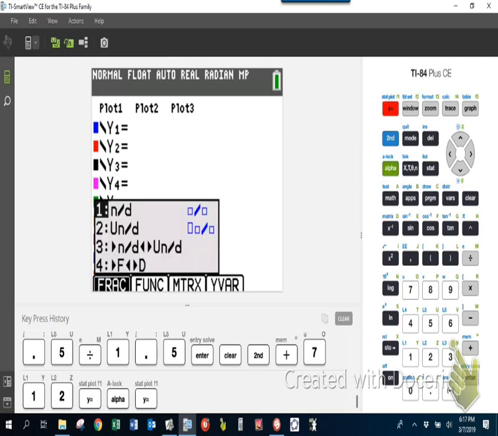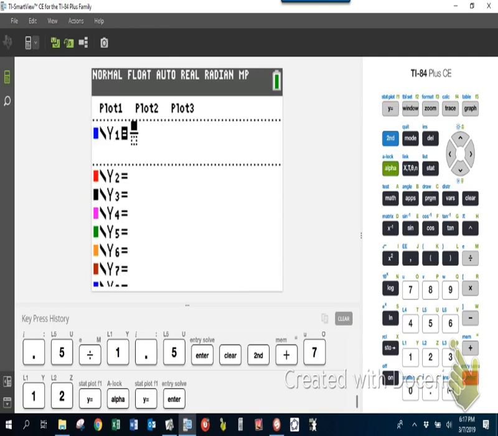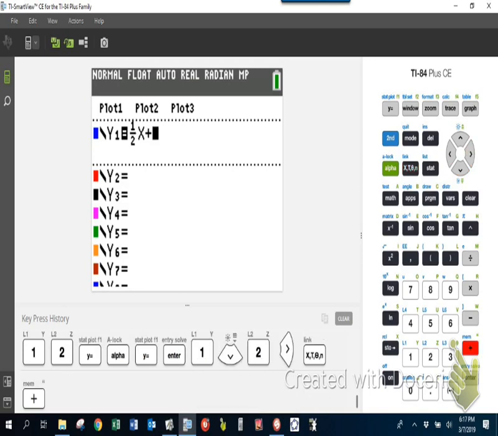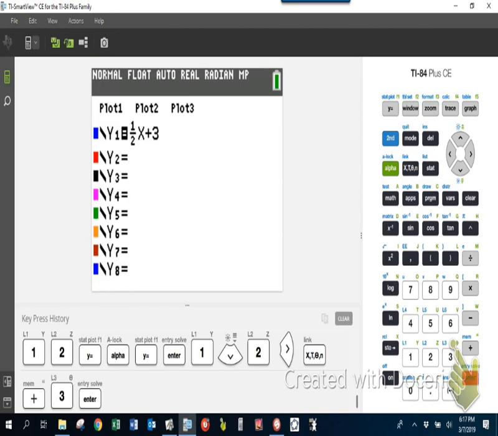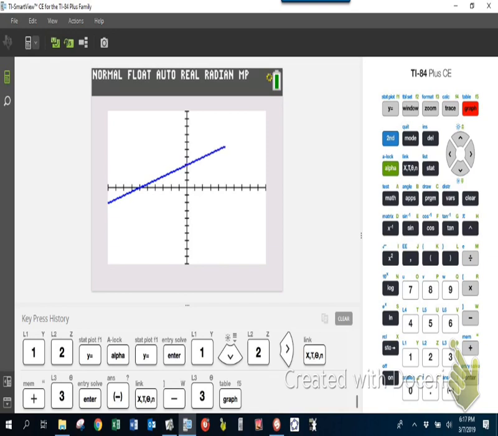The first one being 1/2 x plus 3. And then my second equation being negative x. Make sure you put negative and not minus x. So negative x and then minus 3. And I want to graph this. So pretty awesome, the calculator graphs it. And I can kind of see the intersection. I'm pretty close to seeing it, but I'm not 100%.